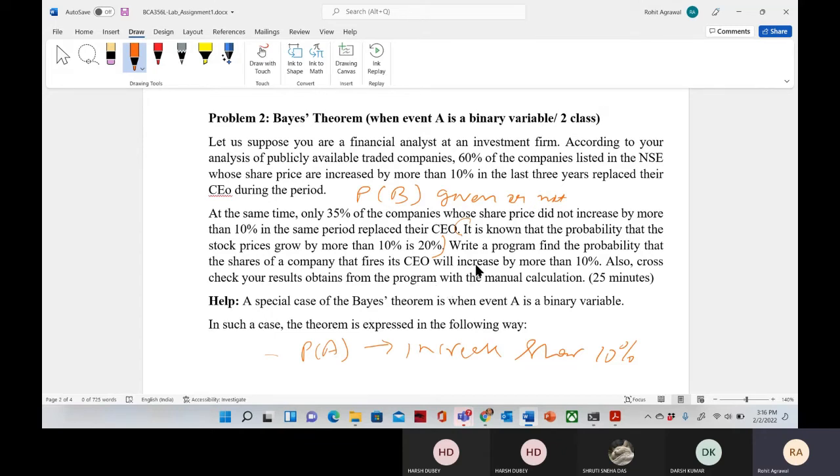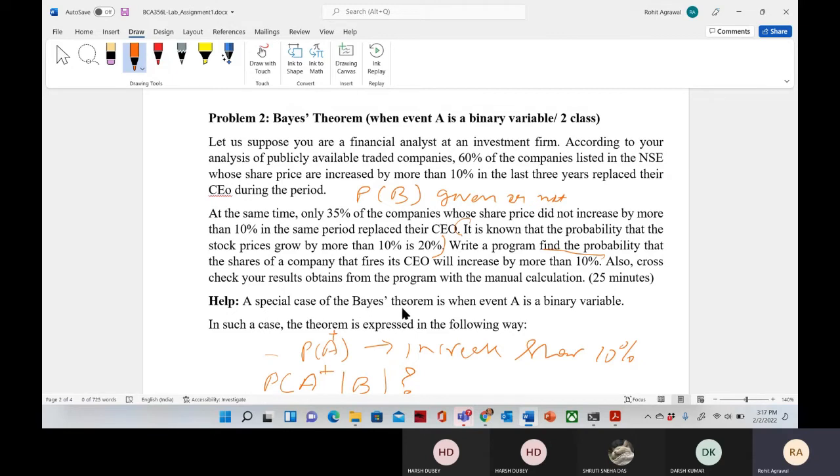Now, write a program to find the probability. So we need to find the probability that the share price of a company that fires its CEO will increase by 10%. Suppose this is A plus, so we need to find this one. So P of B is not given here.